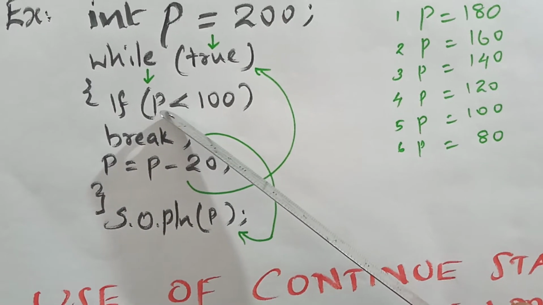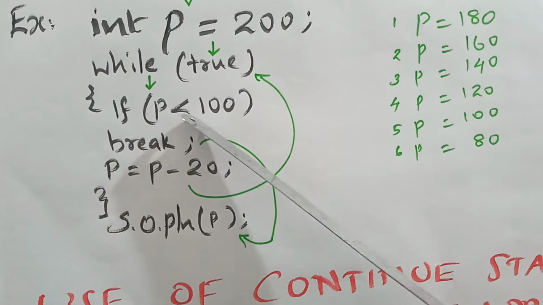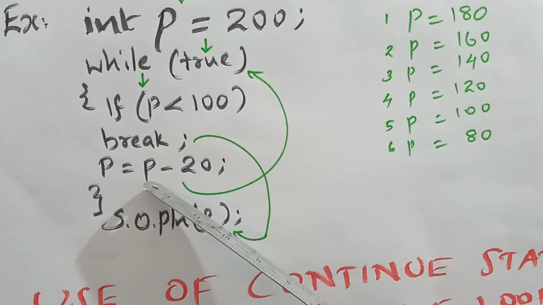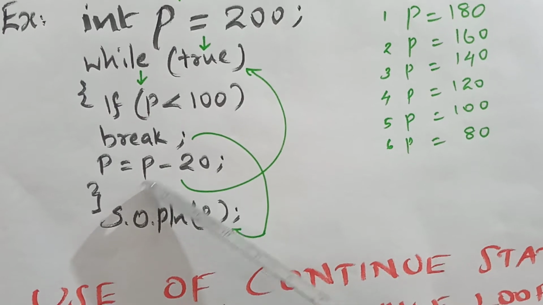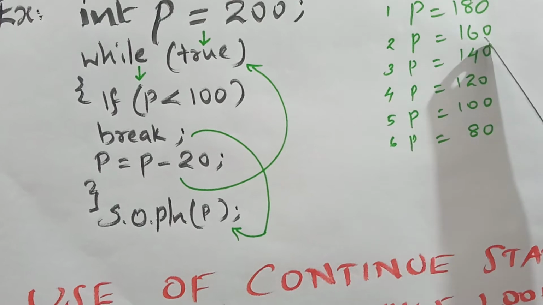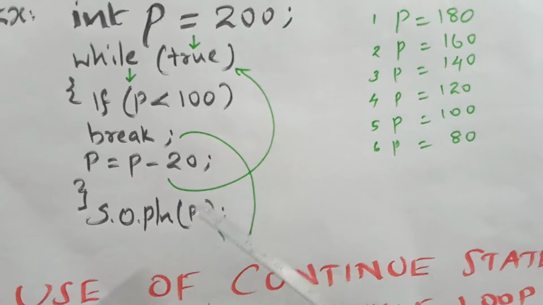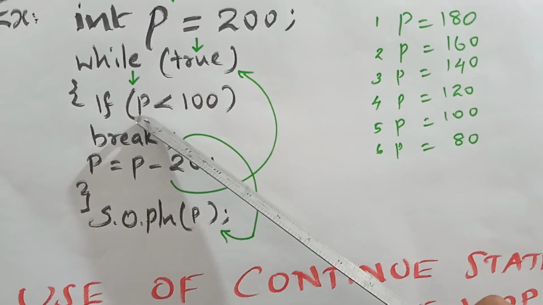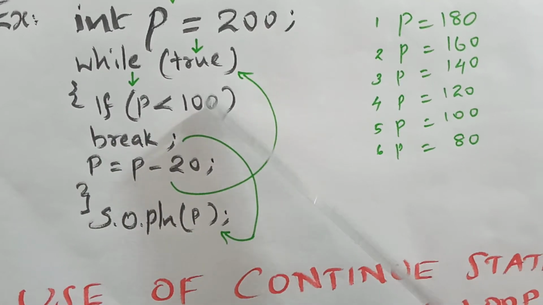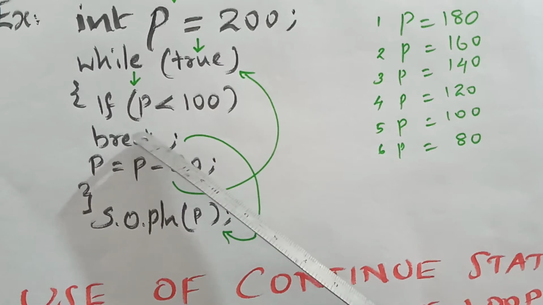Now p is 180. 180 less than 100? This will not break. Then come to here, 180 minus 20. What will it give you? p is equal to 160. Now again come to the body of the loop. Now p is 160. 160 less than 100? Then break will not work. Here it will not break.